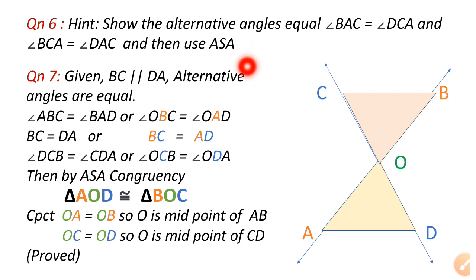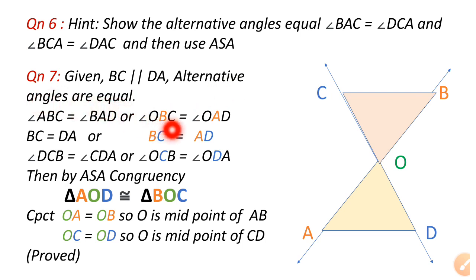And the solution of question number 7 is given, so you can get the idea from this also. So try to understand question number 7. Now see, in question number 7, this is the figure, and the given condition is that BC is parallel to DA. That means we can find the pair of alternate interior angles, and alternate interior angles are equal.